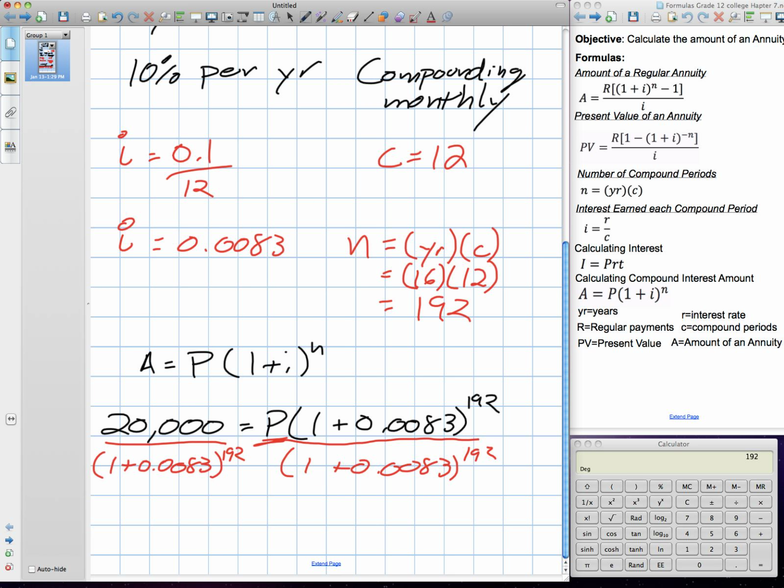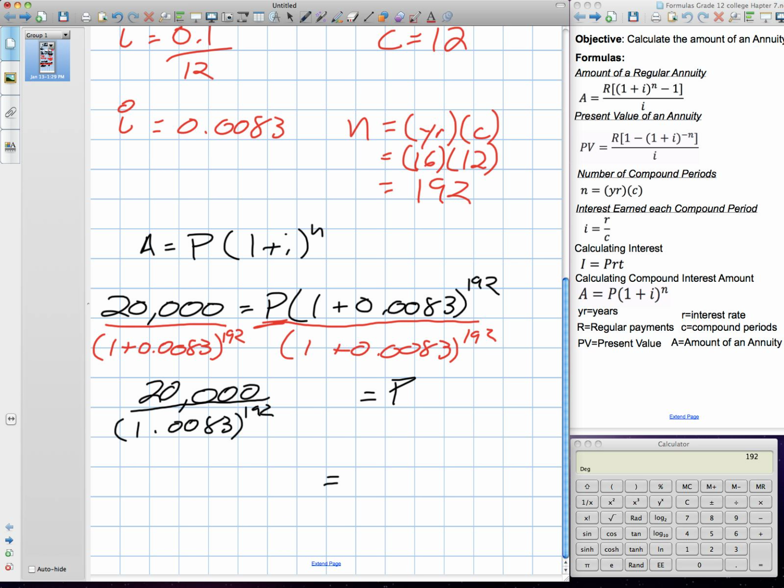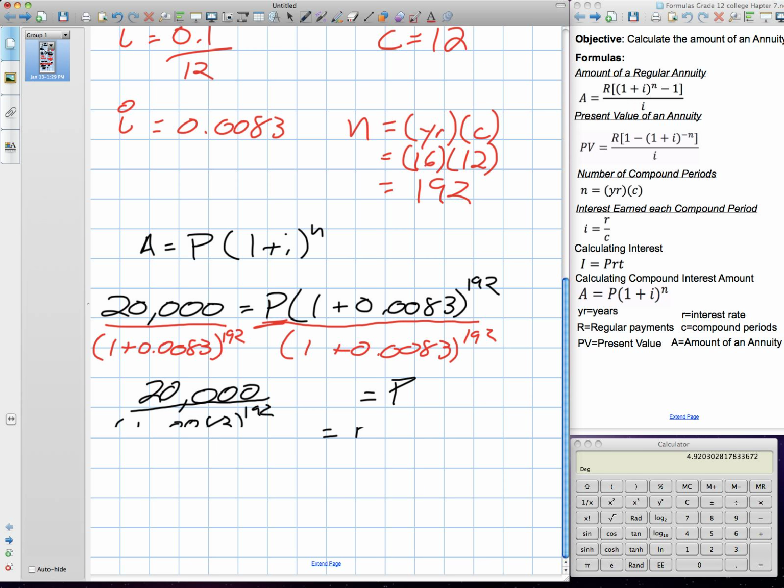When we do that, we're going to end up with P is equal to 20,000 divided by 1.0083 to the power of 192. That's something you can put directly into your calculator to solve. Okay? So 1.008, and technically it's supposed to be 3 repeated, to the power of 192 for 4.92, we'll say.